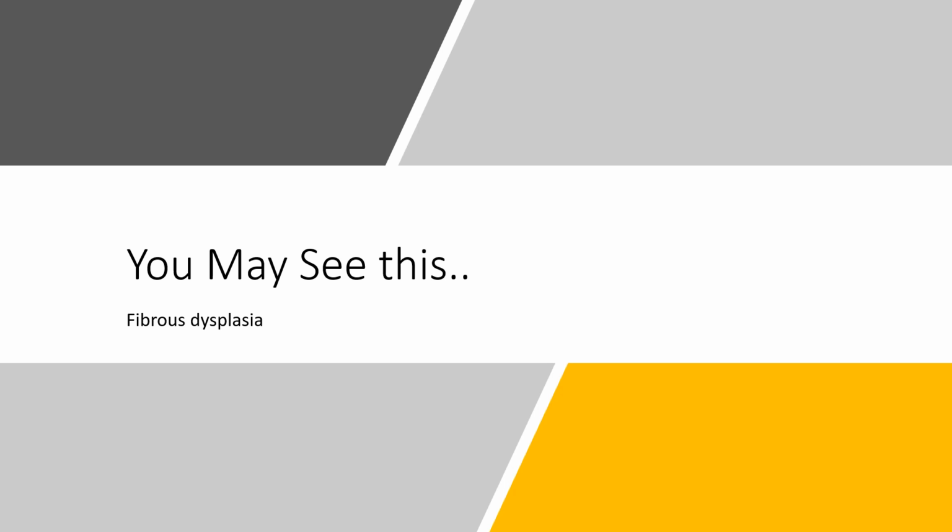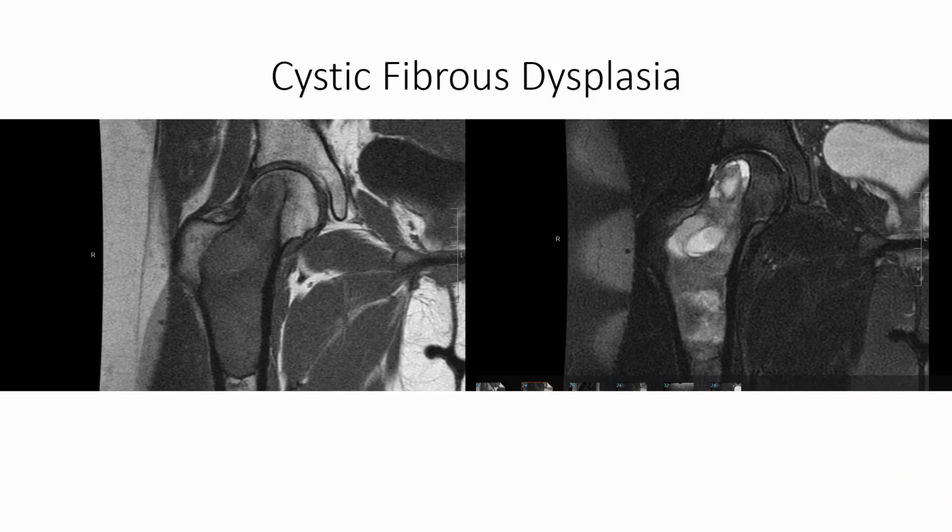You remember the game? Every entity has features that are classic. Then there are features that you may see. And then finally, remember, we end up with features you do not see. So let's start with you may see this in fibrous dysplasia. And the first feature you may see in fibrous dysplasia is cystic fibrous dysplasia.